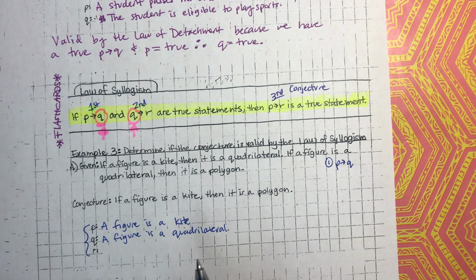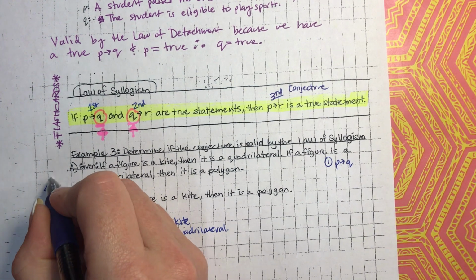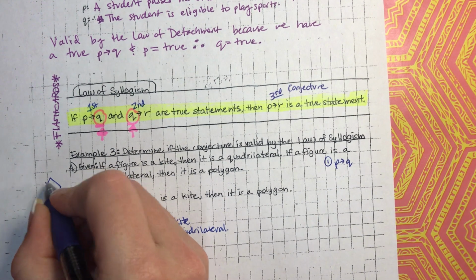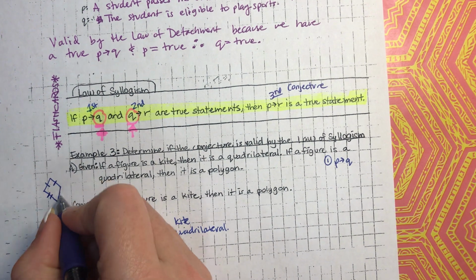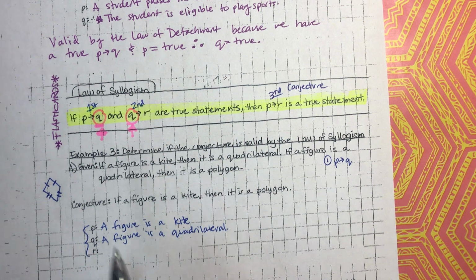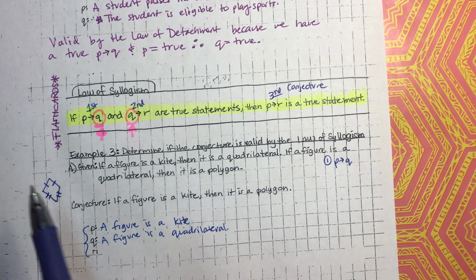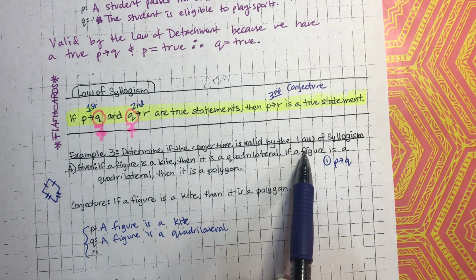If a figure is a kite, it is a quadrilateral. Quadrilateral just means it's a four-sided figure. Okay, and you know a kite has two sides like that that are equal, and then these two are the same. That's what a kite is. And so it's a four-sided figure, a quadrilateral. So then let's go to the second sentence.